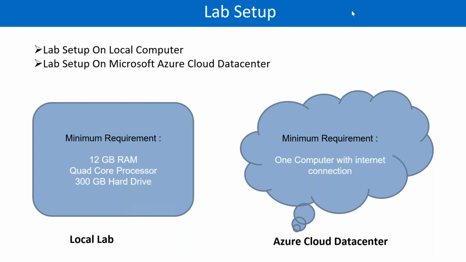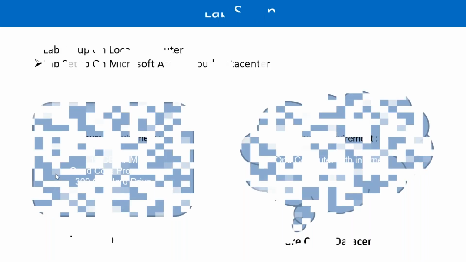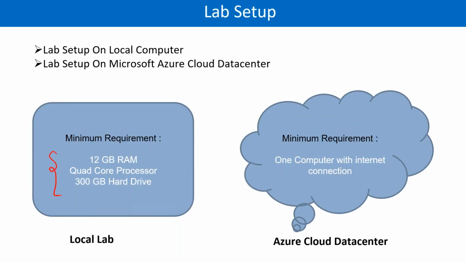Now, when we go into the training, each one of you will have to set up your SCCM lab. You need to set up your lab either on your laptop or desktop. If you set up your lab on a laptop or desktop, you must have a minimum configuration of 12 GB of RAM, quad core processor, and 300 GB of hard drive free space. That is the requirement to set up an SCCM lab on your laptop or desktop.